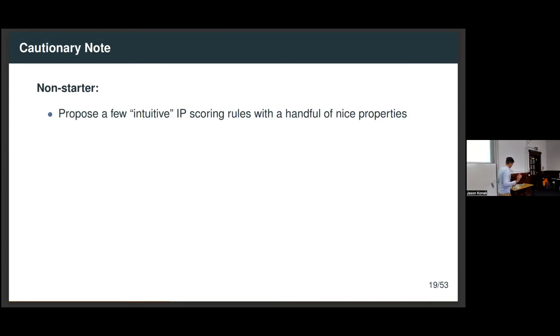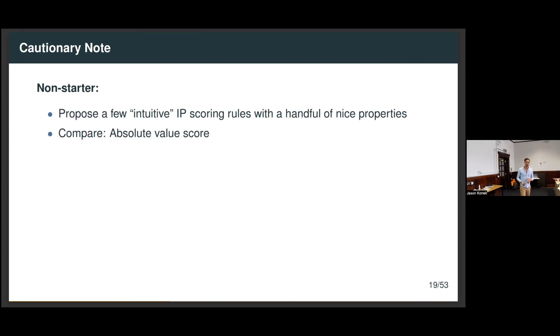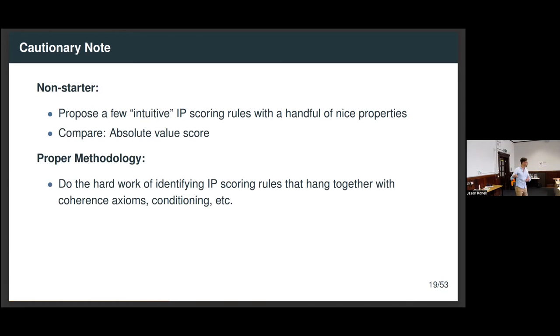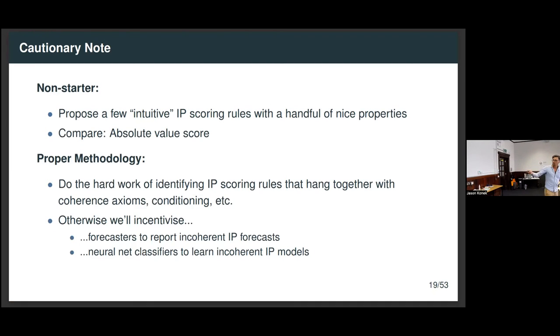One quick point about methodology, not to harp on this. I think it's a non-starter. What we're going to try to do is see what kind of scoring rules are implicit in the coherence axioms that we already know and love. I don't think we want to just start by laying down some kind of mildly plausible list of properties that we want these things to have. That's likely to give us garbage, like the absolute value score. Instead, we should do the hard work of figuring out which IP scoring rules hang well together with the stuff we know and love about IP. Otherwise, we're going to incentivize forecasters to report incoherent imprecise probabilities, and neural net classifiers to learn incoherent things. We want to make sure that they're able to undergird, incentivize at least coherence.